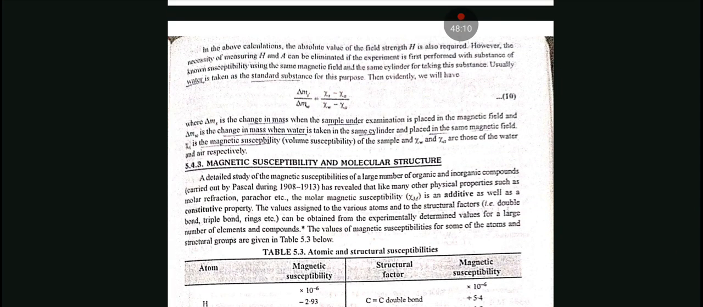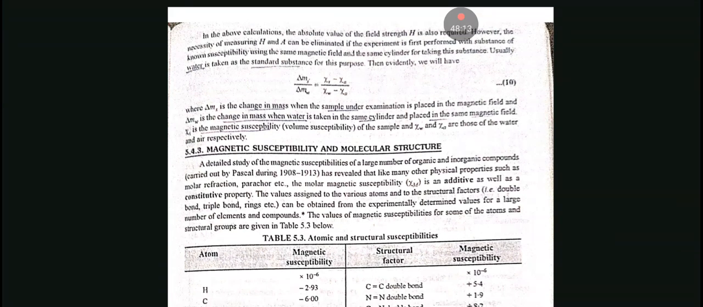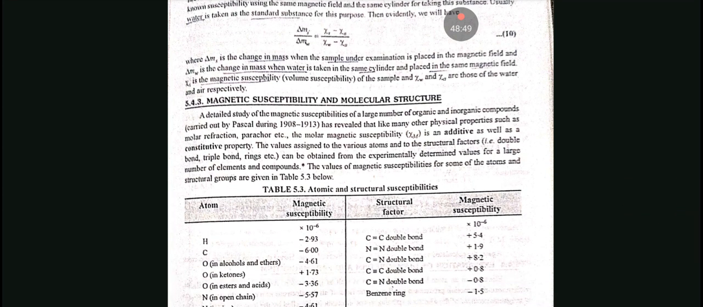The above calculation also requires the value of the field strength H. However, the necessity of measuring H and A can be eliminated in the experiment. The experiment is first performed with a substance of known susceptibility, using the same magnetic field and the same cylinder. Water is usually taken as the standard substance for this purpose. Then evidently we will have Δm/Δm_w = (χ − χ_a)/(χ_w − χ_a), where Δm is the change in mass when the sample under examination is placed in the magnetic field, Δm_w is the change in mass when water is taken in the same cylinder and placed in the same magnetic field, and χ is the volume susceptibility of the sample.